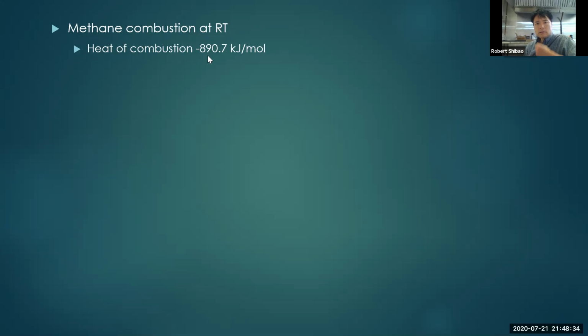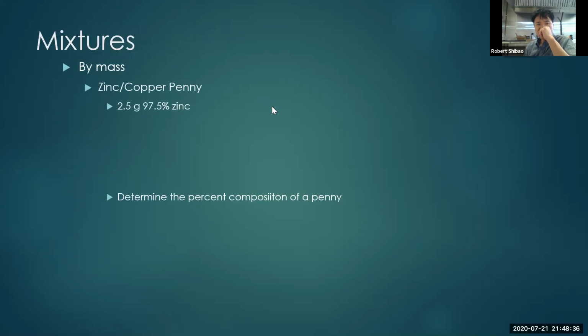All right, so let's go on here. Now let's talk about something a little bit more complicated in terms of stoichiometry. What if we aren't dealing with, like, 1 pound of pure methane? What if we're dealing with a mixture? Well, when we're dealing with a mixture, we have to account for that. So let's take a look at some mixtures here.